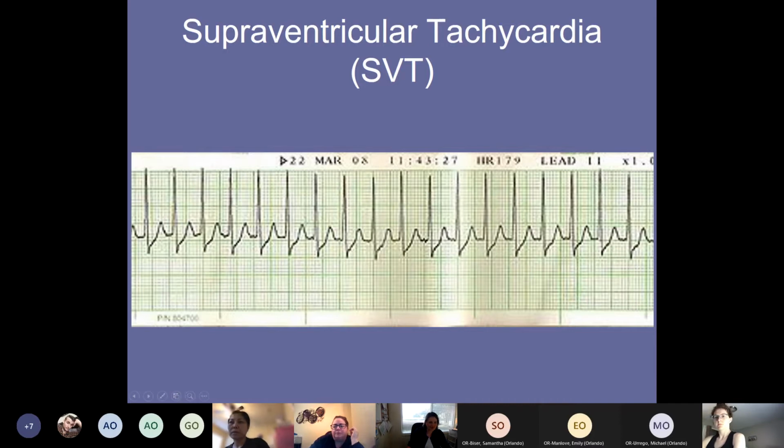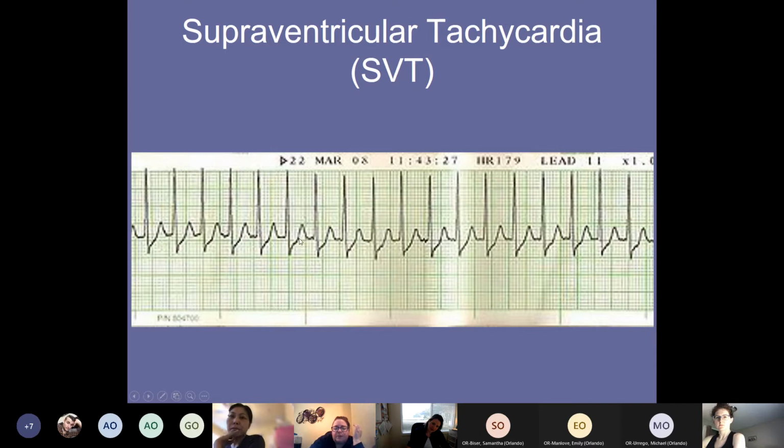Can you say that one more time? Yes, it's regular. So look at the QRSs; they're equidistant. It's a regular, narrow QRS complex rate that's greater than 150 beats per minute. This happens to be 180 beats per minute. The P wave is not identifiable on this because it is so fast. So we can see the QRS here. And then what do we have here, guys?